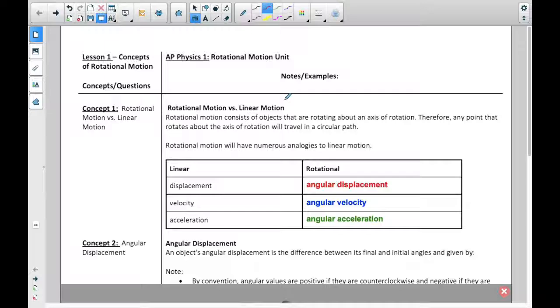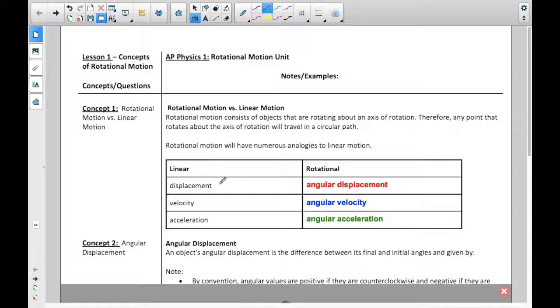When we talk about linear motion, which was earlier in the year, we were just talking about things moving in a straight line. Now we're talking about what happens when things start rotating around a circle or around any kind of axis. Any point that rotates about an axis will go in a circular path. And so here are some of the analogies.